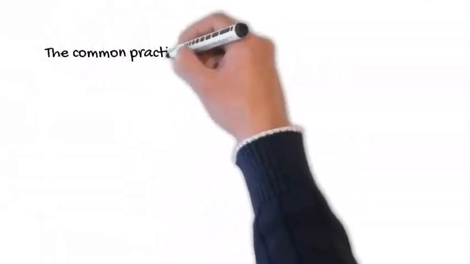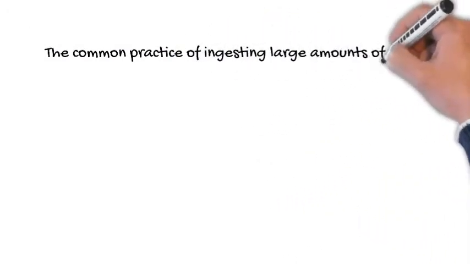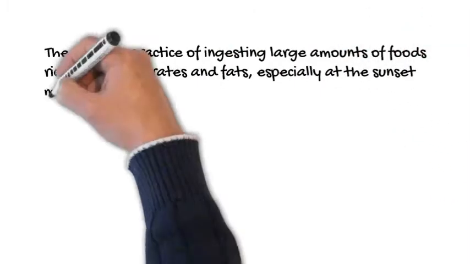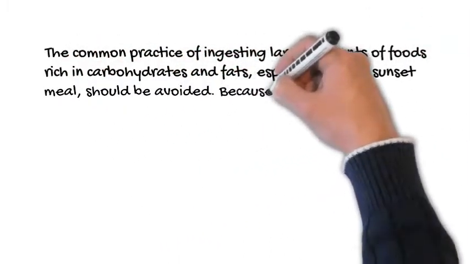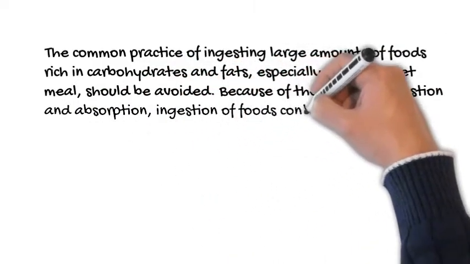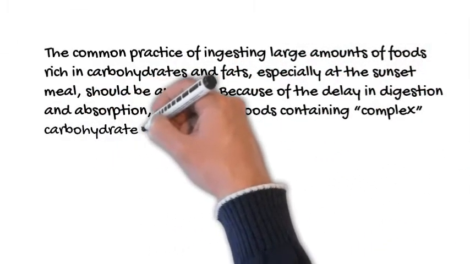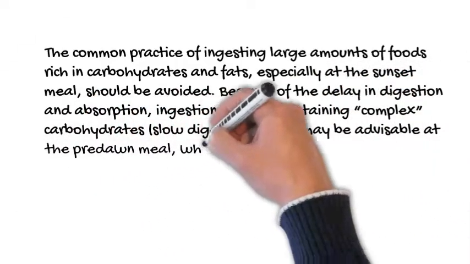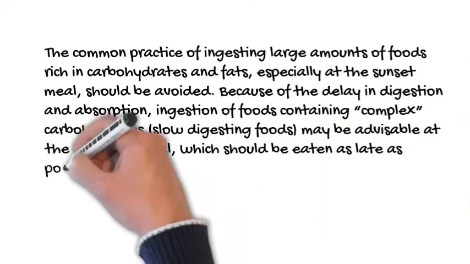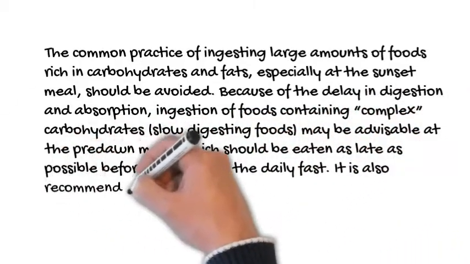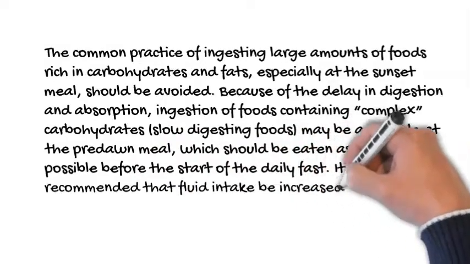The common practice of ingesting large amounts of foods rich in carbohydrates and fats, especially at the sunset meal, should be avoided. Because of the delay in digestion and absorption, ingestion of foods containing complex carbohydrates, slow digesting foods, may be advisable at the pre-dawn meal, which should be eaten as late as possible before the start of the daily fast. It is also recommended that fluid intake be increased during non-fasting hours.